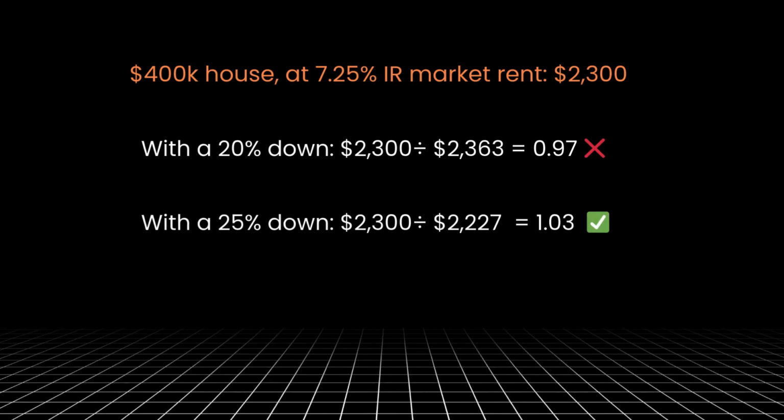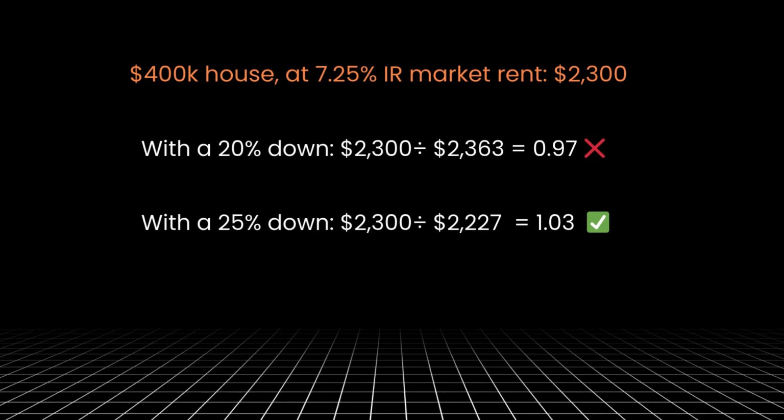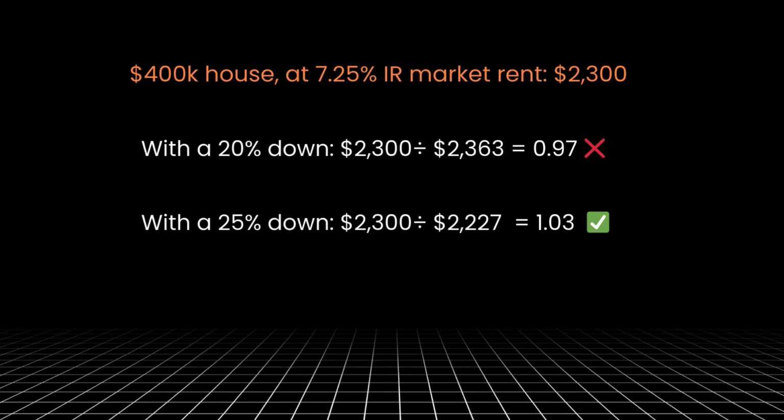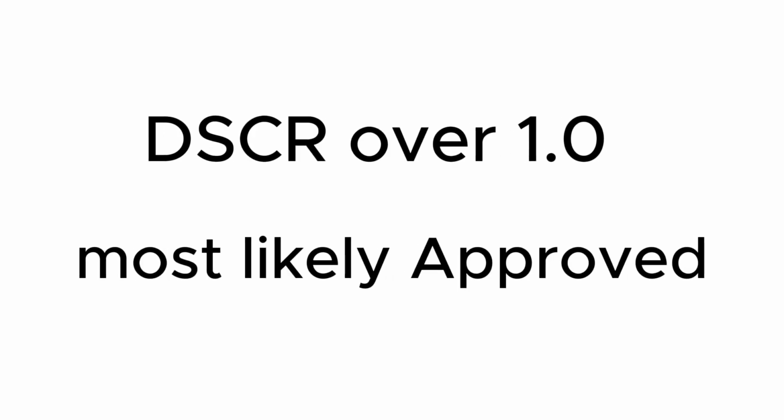But if you put 25% down instead, that brings the total monthly housing expenses to $2,227. So take $2,300 divided by $2,227 equals 1.03. Now you have a DSCR over 1.0, so most lenders will approve this.